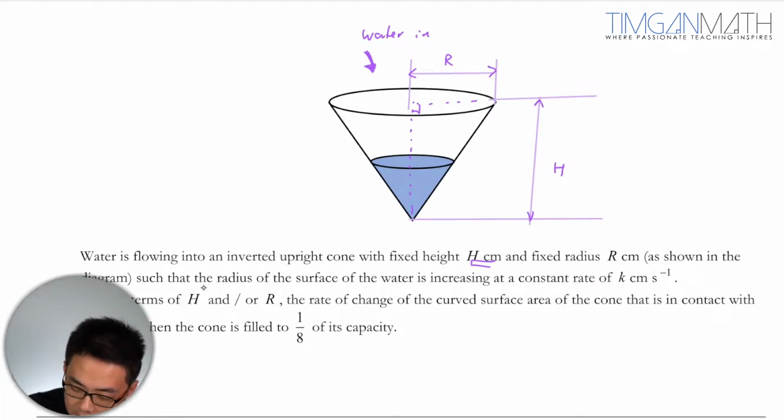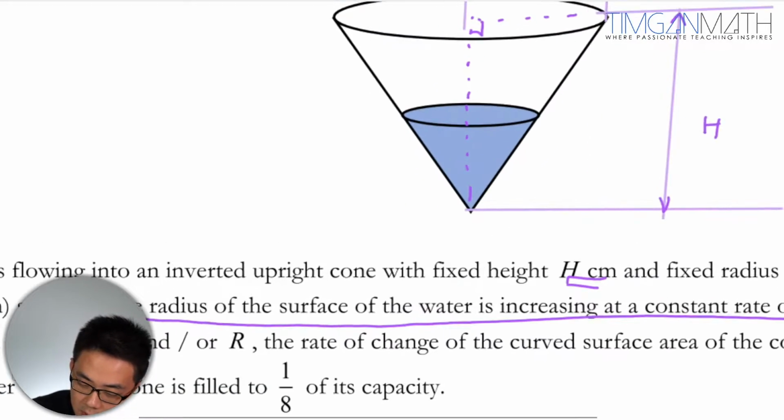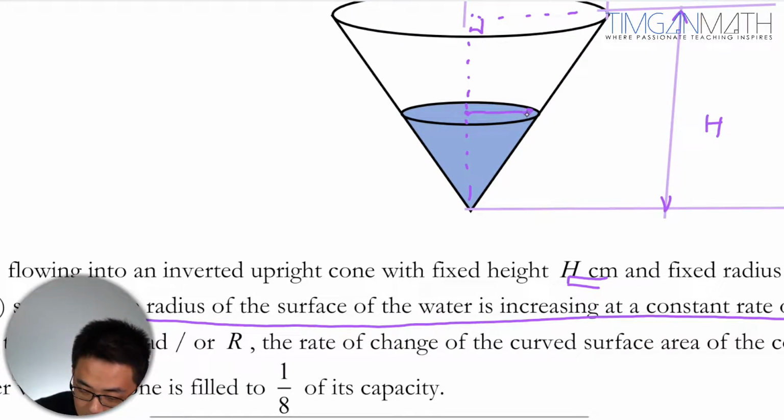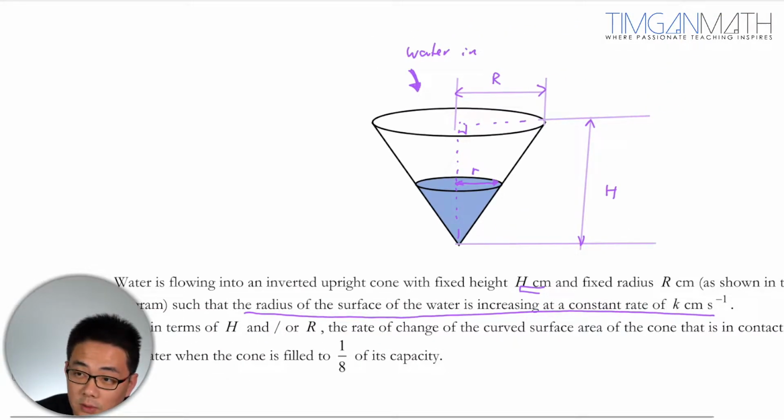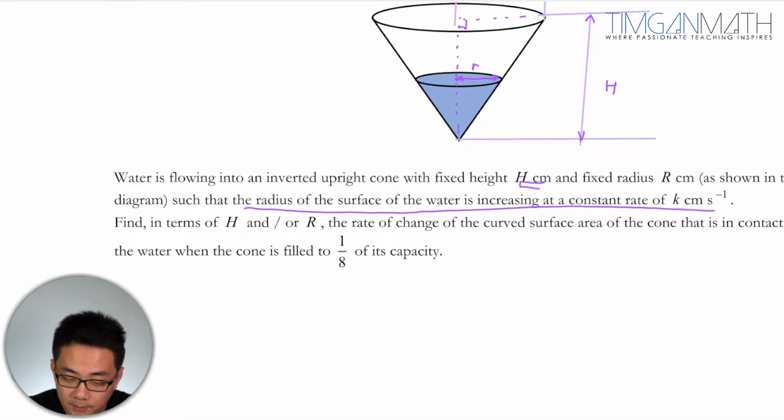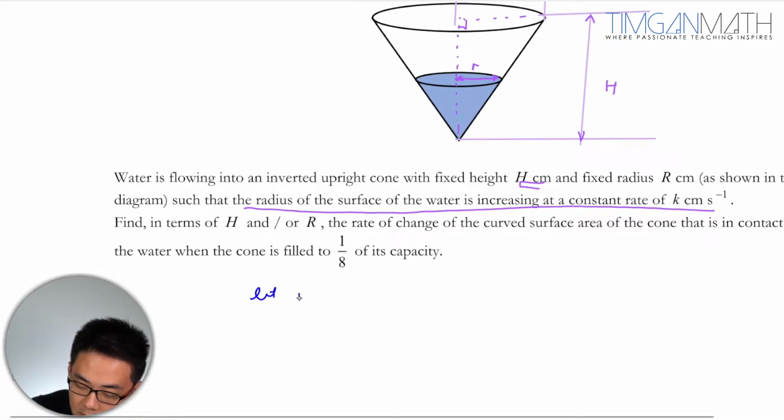Okay, then water is going in. The radius of the surface of the water is increasing at this rate. So the radius of this circle here, this is small r. This is a variable, because as water goes up, you can imagine this r is changing with respect to time. So you just let the radius of water change, so given dr/dt, you know that dr/dt is a constant, in km.